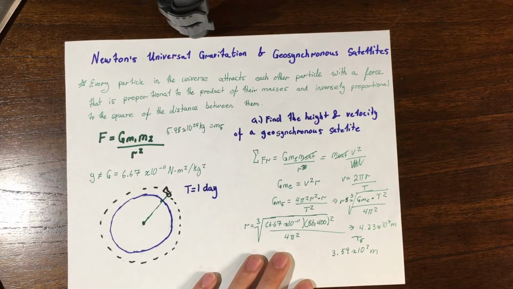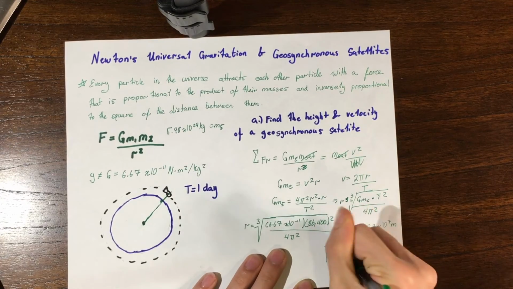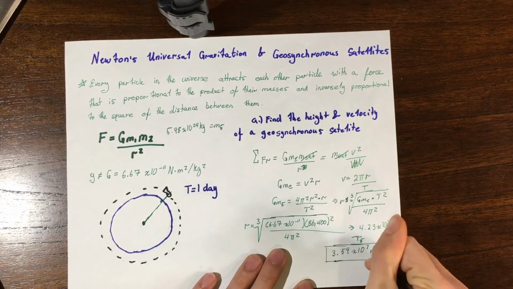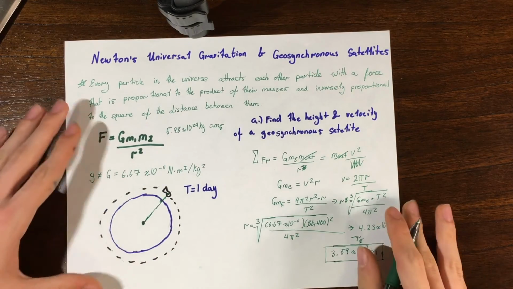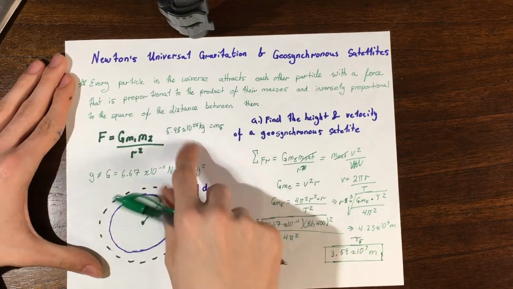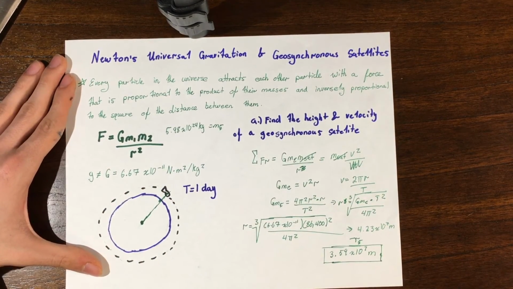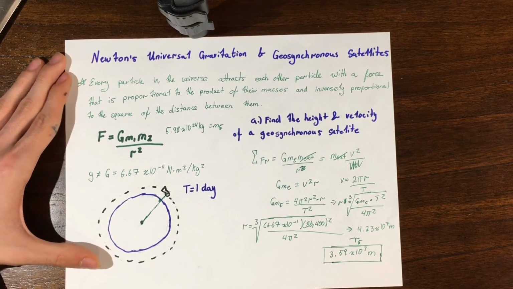Let me make sure of that. Yes, so there you have it. That is our height. And don't worry, the radius of the Earth will be given to you. Even on an AP exam, the mass of the Earth will be given to you. You don't have to memorize it unless your teacher is very evil.